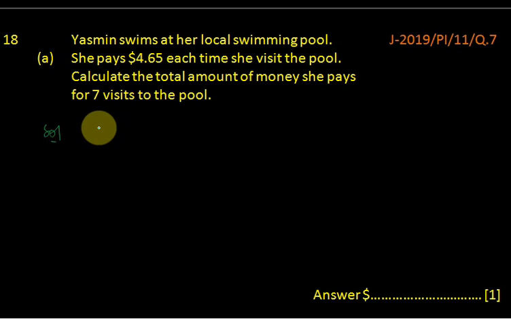So, total visits are 7 and each visit she pays 4.65. So, we can solve this by using multiplication. So it will be 4.65 multiplied by 7.